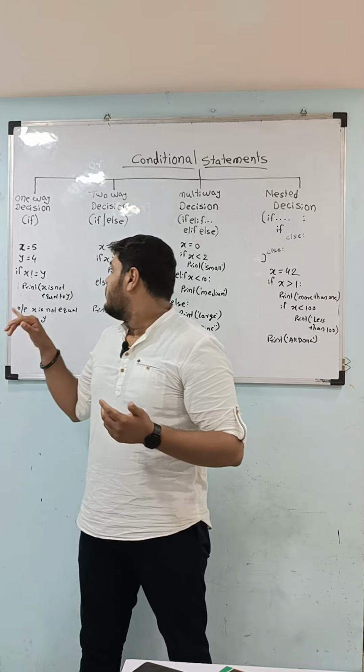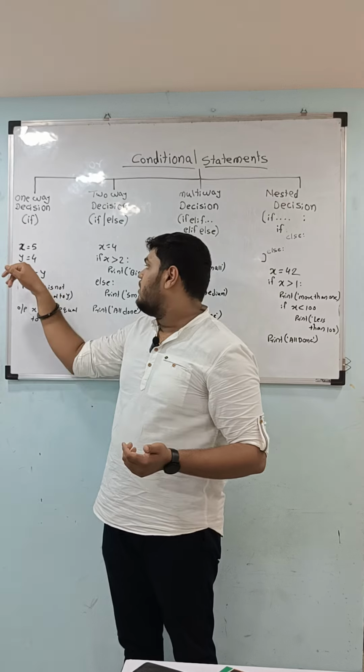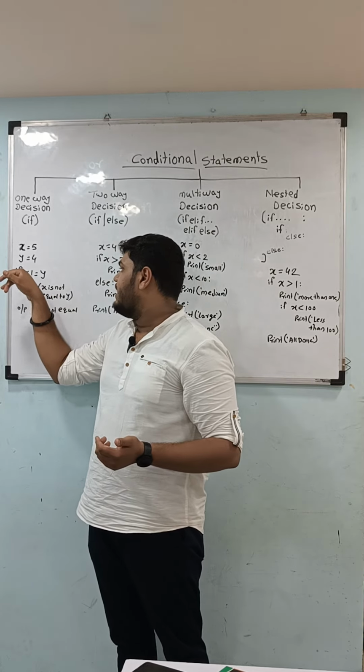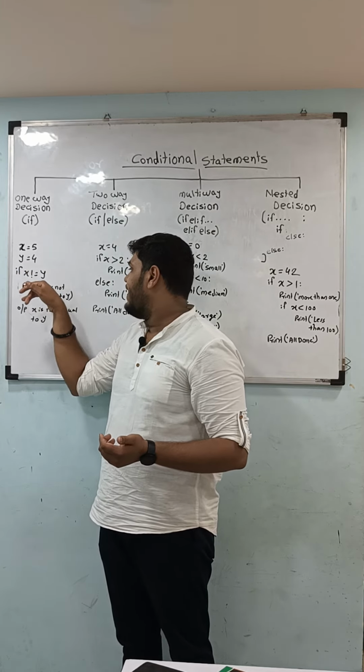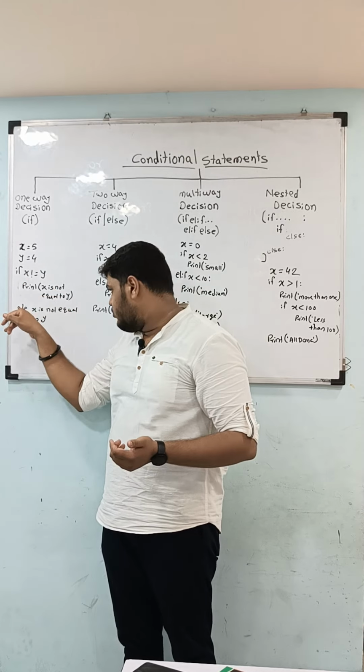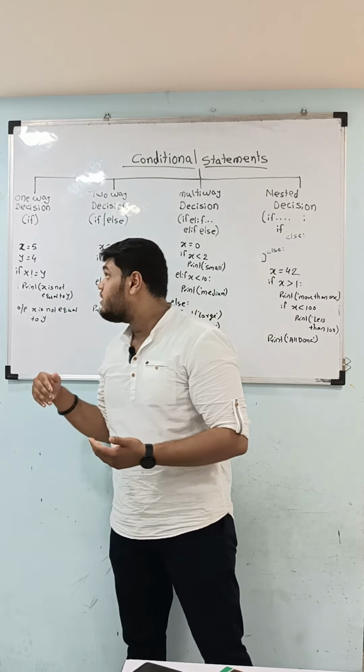For example, if x equal to 5 and y equal to 4, as per the if condition, x is not equal to y, then we print x is not equal to y. The output is x is not equal to y.